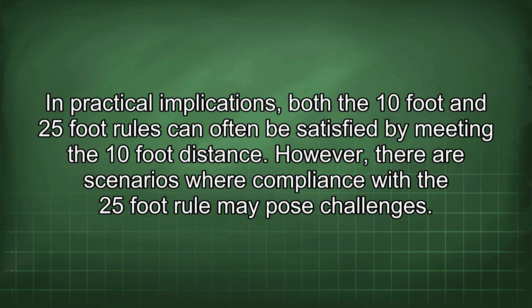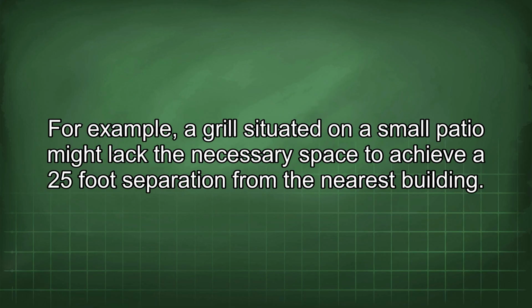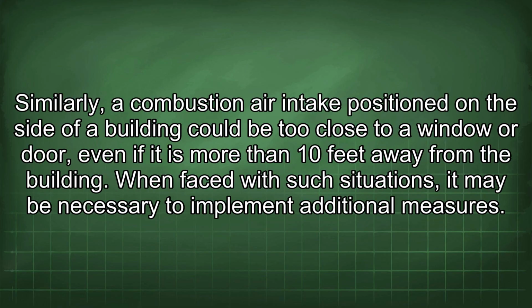However, there are scenarios where compliance with the 25-foot rule may pose challenges. For example, a grill situated on a small patio might lack the necessary space to achieve a 25-foot separation from the nearest building. Similarly, a combustion air intake positioned on the side of a building could be too close to a window or door, even if it is more than 10 feet away from the building.